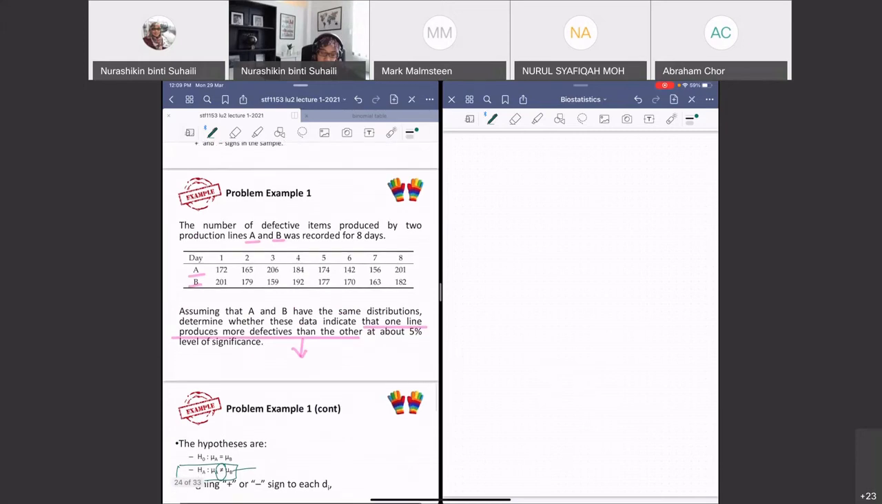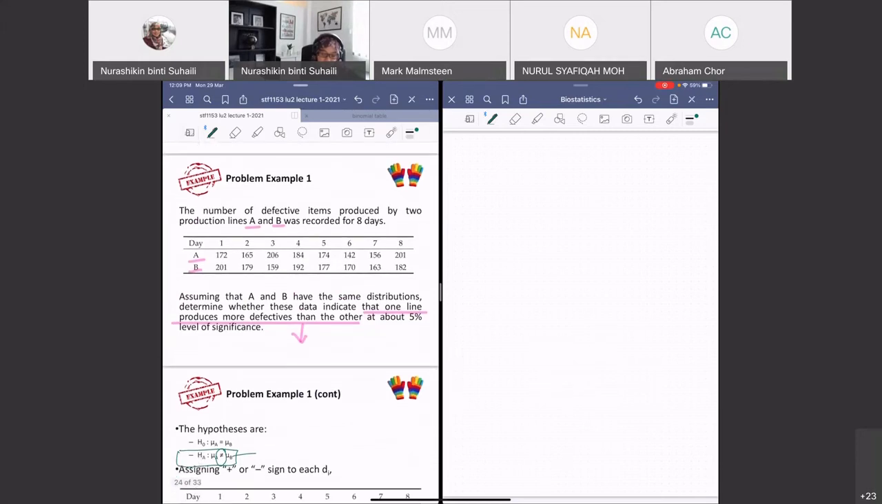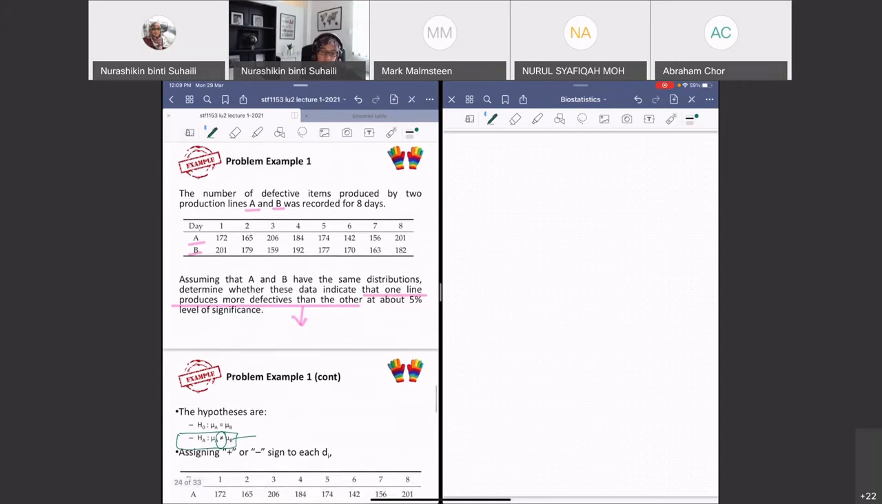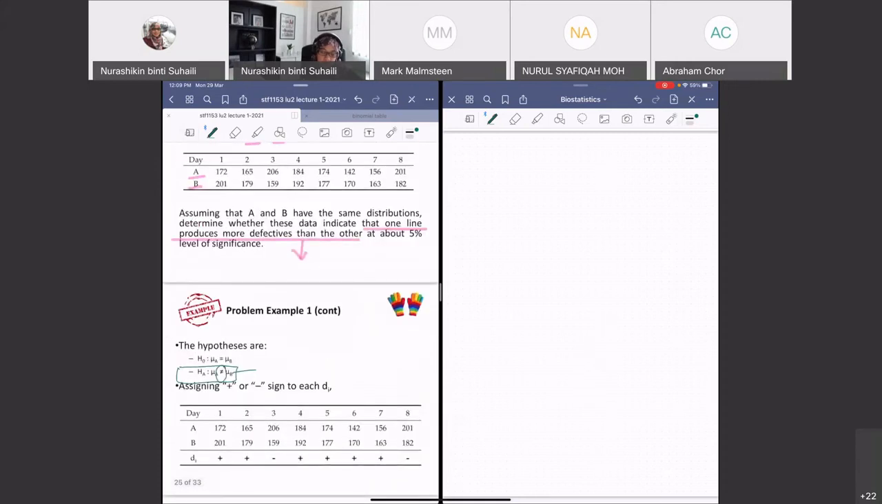So I mentioned that this is a two-tail test because of this statement: one line produces more defectives than the other. If it said, determine whether the data indicate that A produces more defectives than B, in that situation it would be one-tail because we know what is greater than what. But in this case, it's two-tail. Okay, let's go directly to the solution.